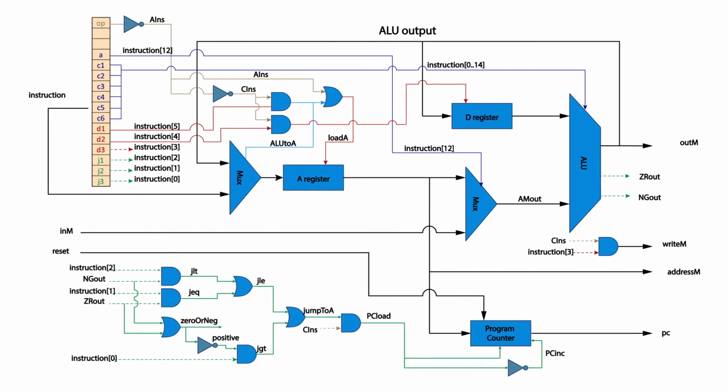Its outputs are ALU out, which is routed to a previous MUX16, the D register, and also a later OR16 gate. ZR out and NG out, the last two, will be used to calculate whether to perform jumps later on.